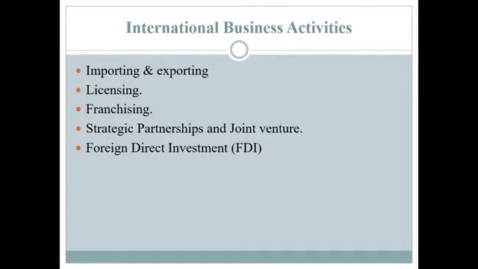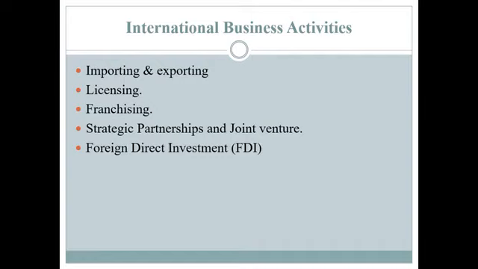Now you can use 5 activities through which you can enter into international business. Which are these 5 activities? Importing and exporting, licensing, franchising, strategic partnership and joint ventures, and foreign direct investment. These are the 5 activities through which you can go international. The first one is importing and exporting.